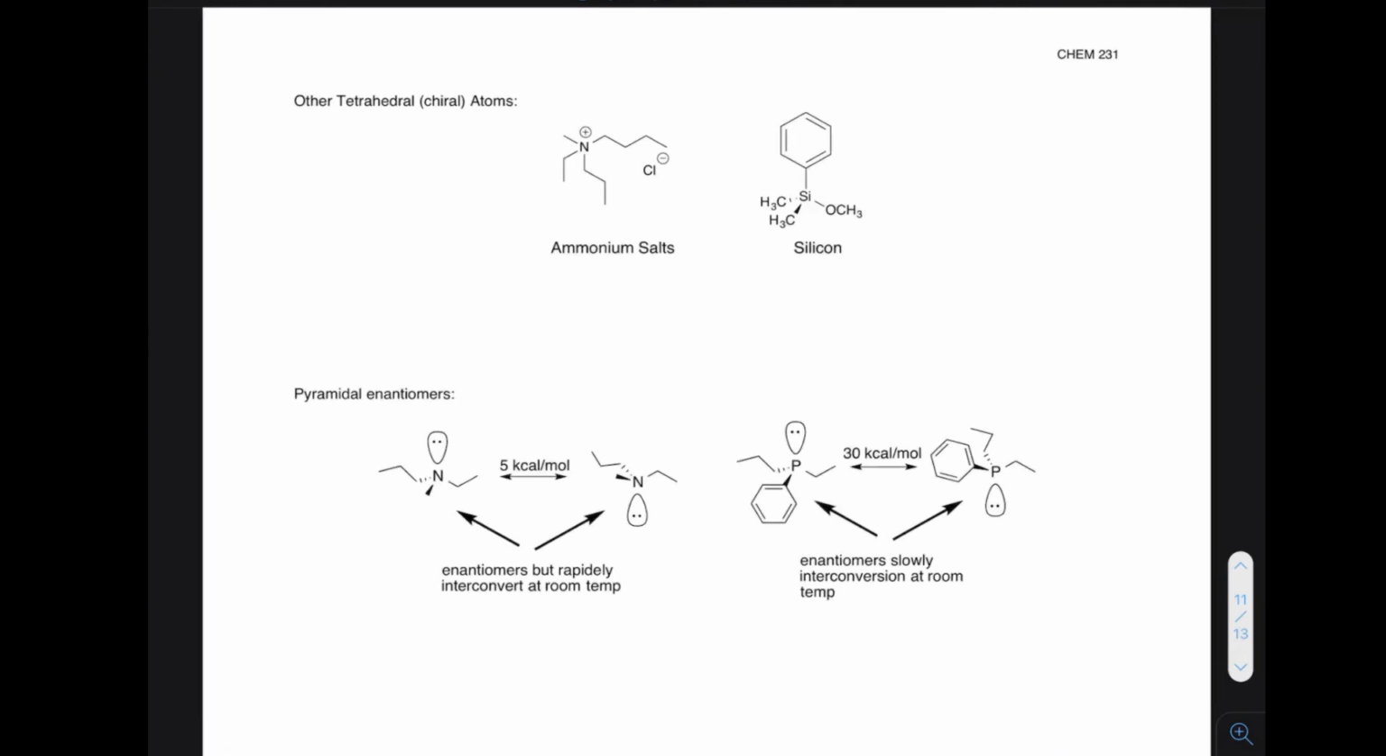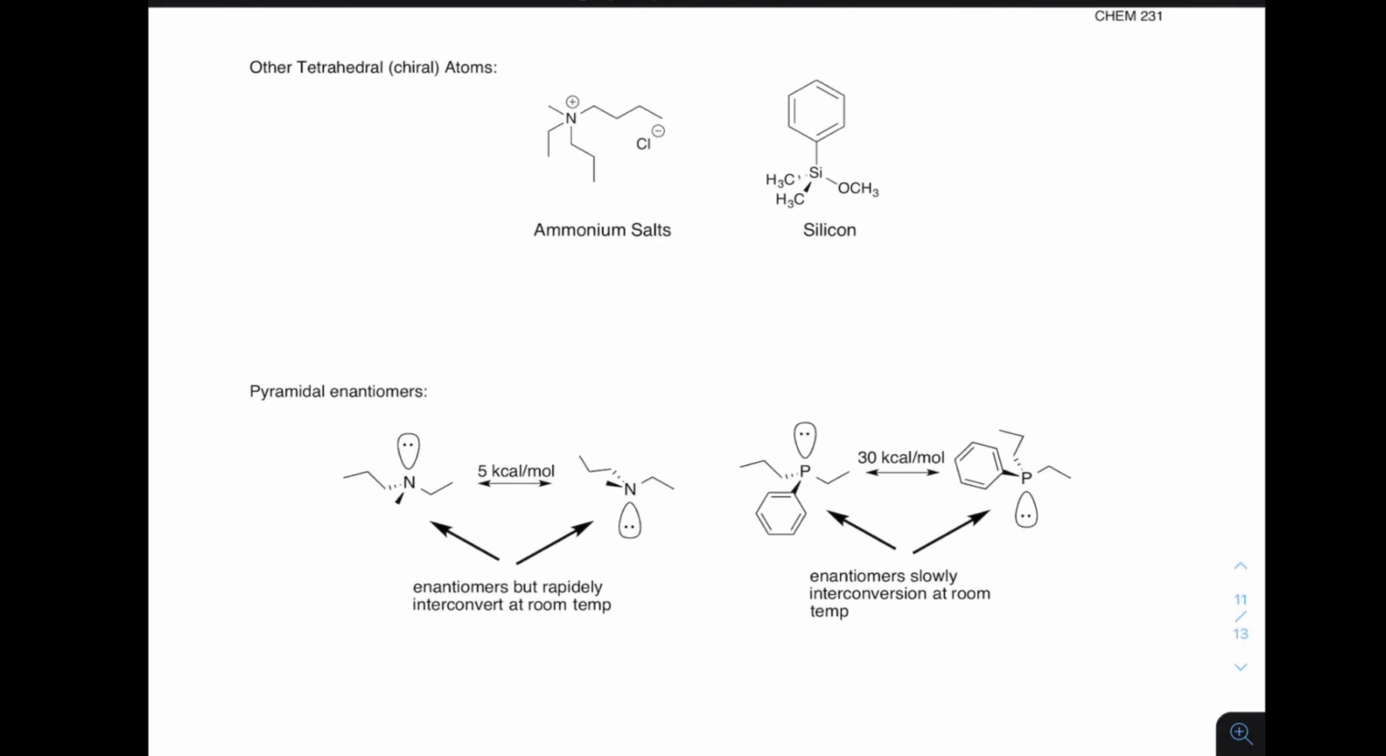So that's pretty much it for Fischer projections. We'll go through some more examples in lecture to get a hang of it, because it's a weird angle to look at molecules. But before we end the chapter, I want to quickly go over some other examples of chiral centers. Because we've only been seeing carbon so far, and that's pretty much all we'll ever see, unless there's a really unique example that I'm showing.